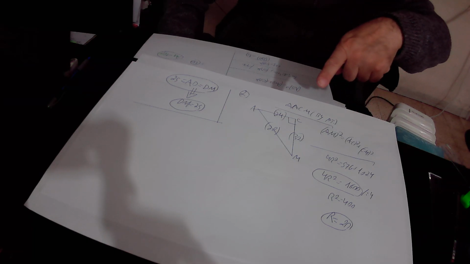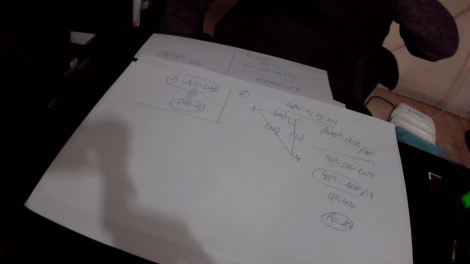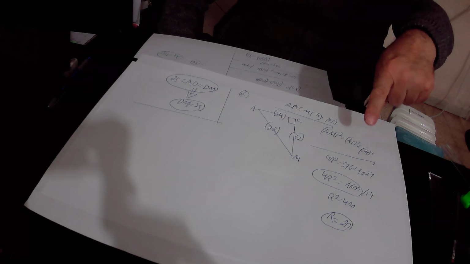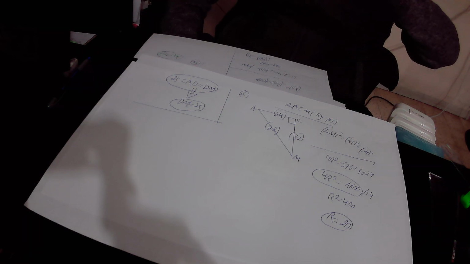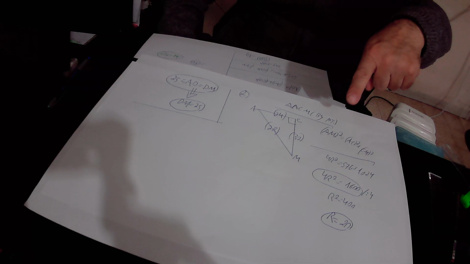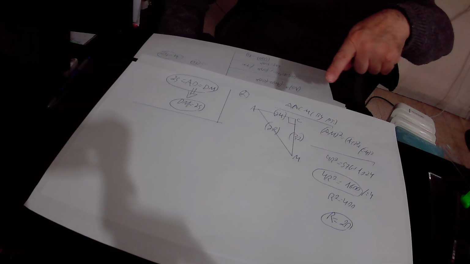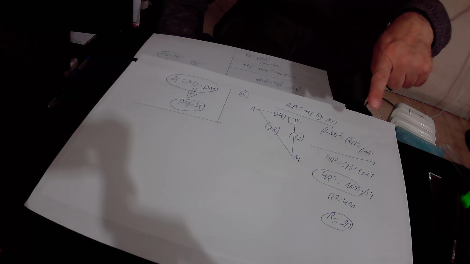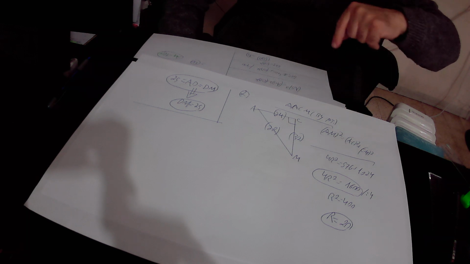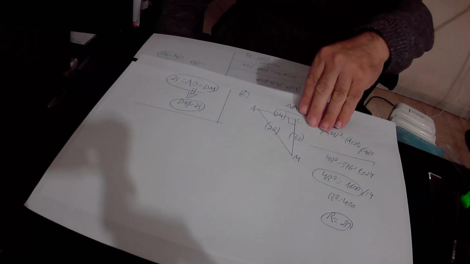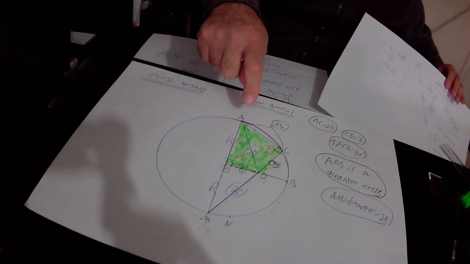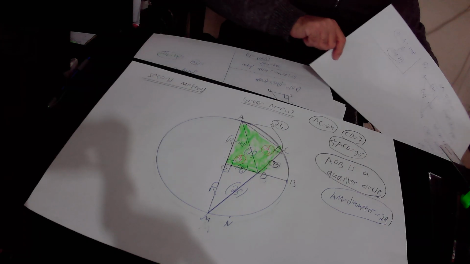We divided this equation by 4 and we got that 1600 over 4 is 400. So R squared equals 400. We took the square root of this equation and finally found that R equals the square root of 400, that is 20. The radius of the circle R equals 20 units.